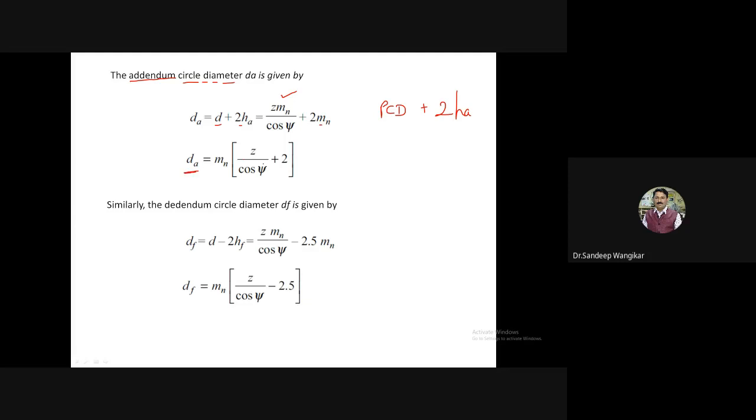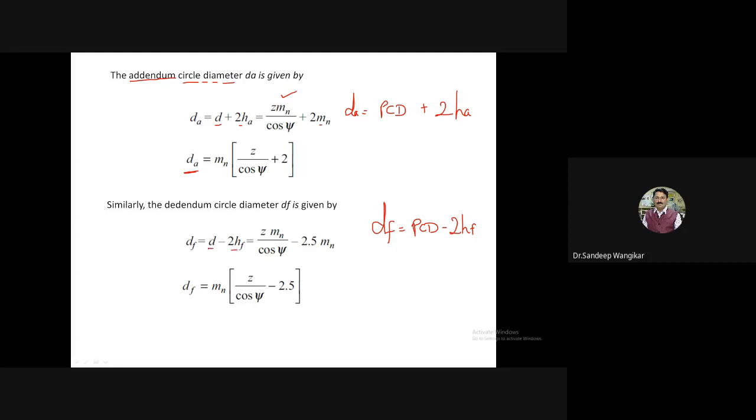In the small numerical, it can be asked to calculate the basic things like addendum circle diameter, dedendum circle diameter, clearance. So these things can be asked. So write down these formulas. Then I will write dedendum circle diameter. DF is equal to, what will be the standard formula? PCD minus 2 times dedendum. PCD minus 2 times dedendum. So this is the formula.